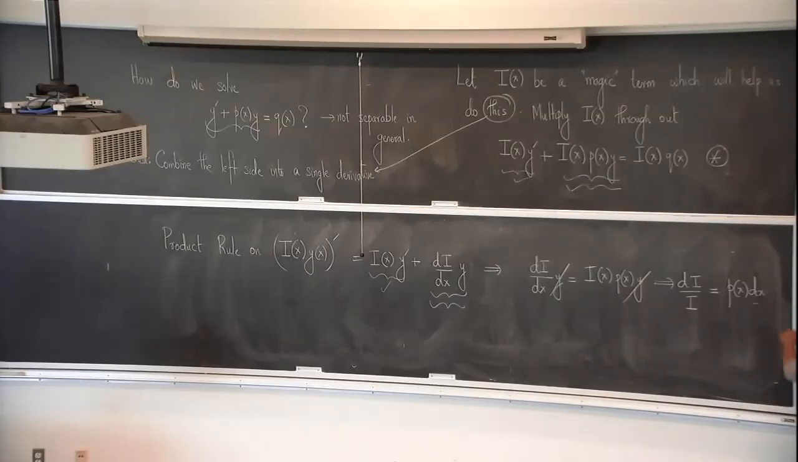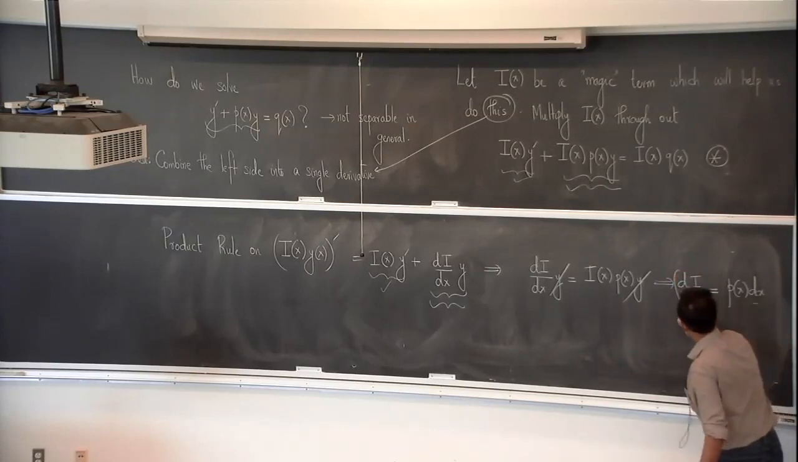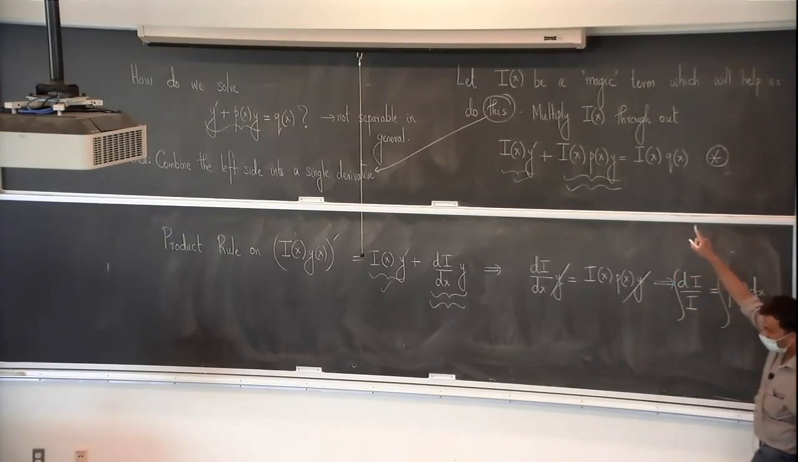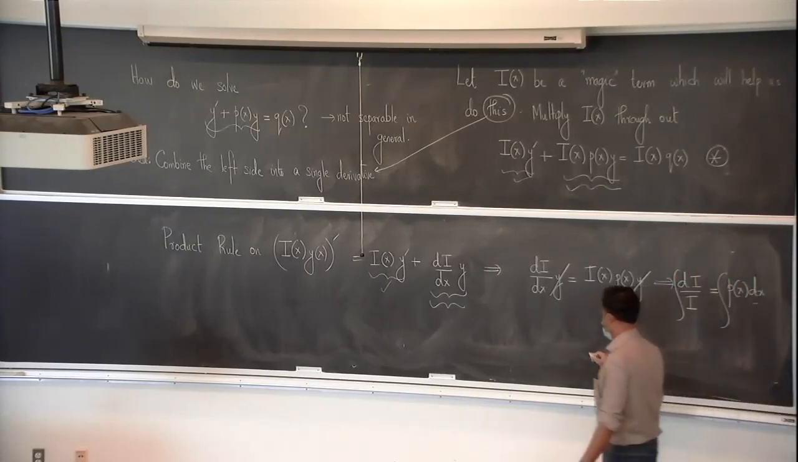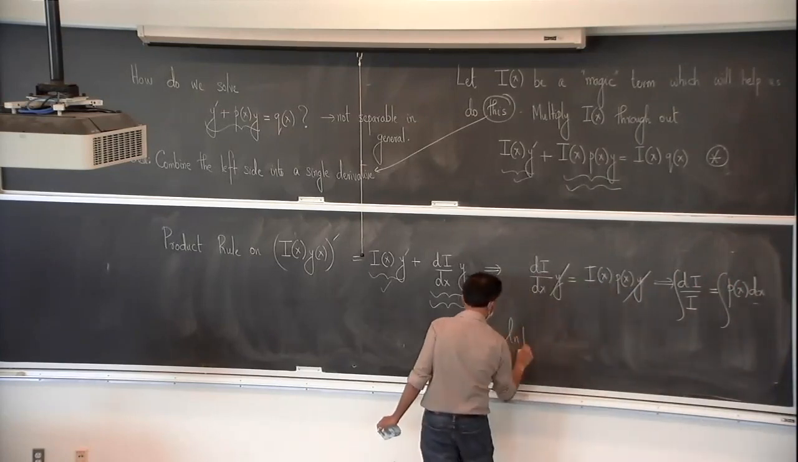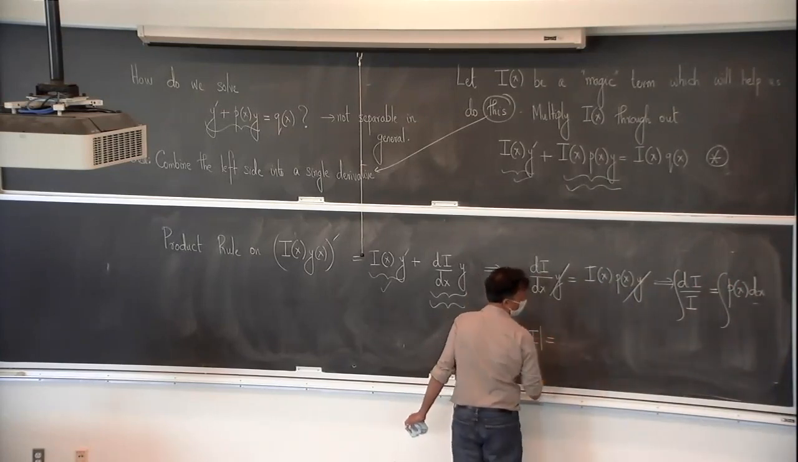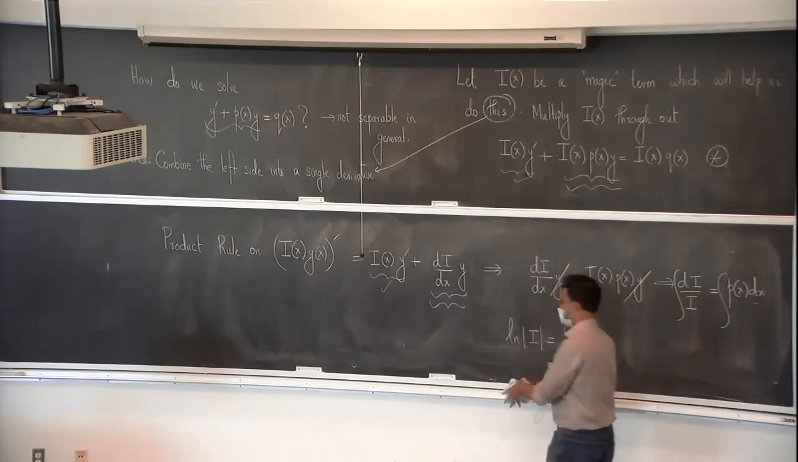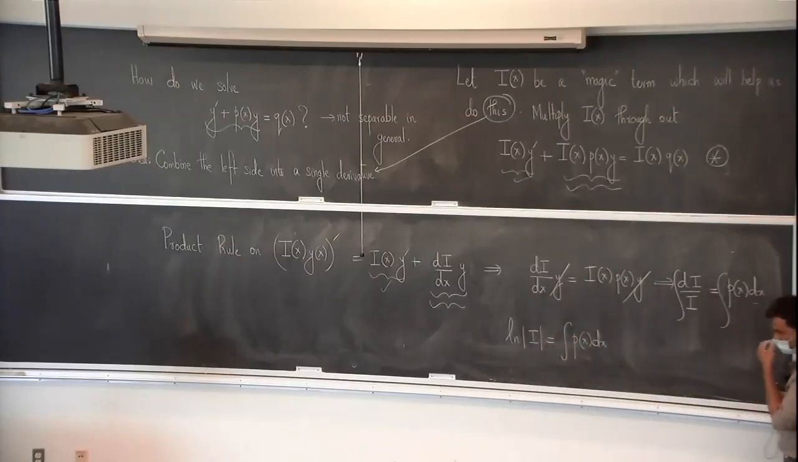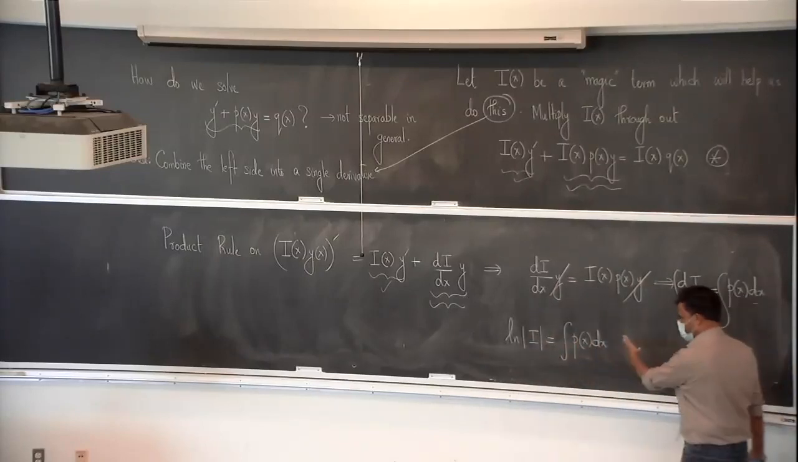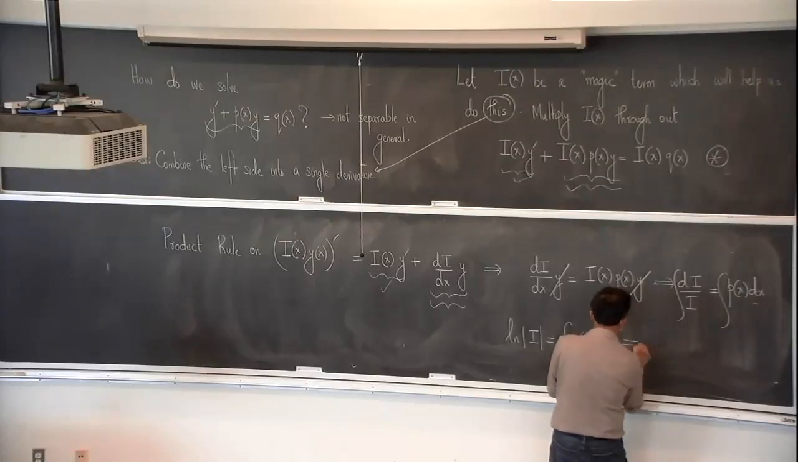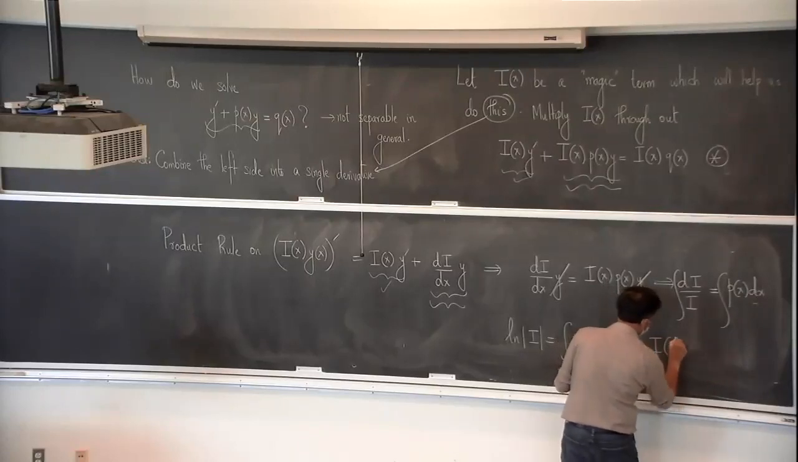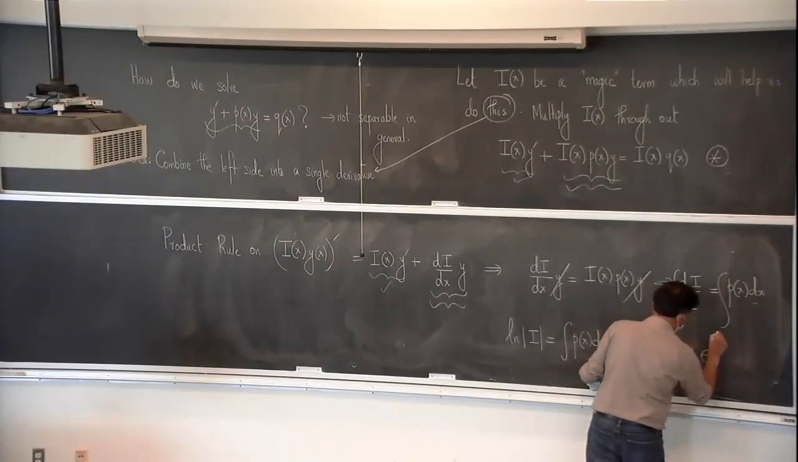All right, so this is a separable equation. Integrate both sides. We are trying to find this magic term I. The left-hand side is going to be the natural log of I. We don't know what the right-hand side is. It's just going to be the integral of P of x dx. That depends on what P of x is. And raise both sides to the power of e, and you get I of x equal to e to the power of integral of P of x dx.